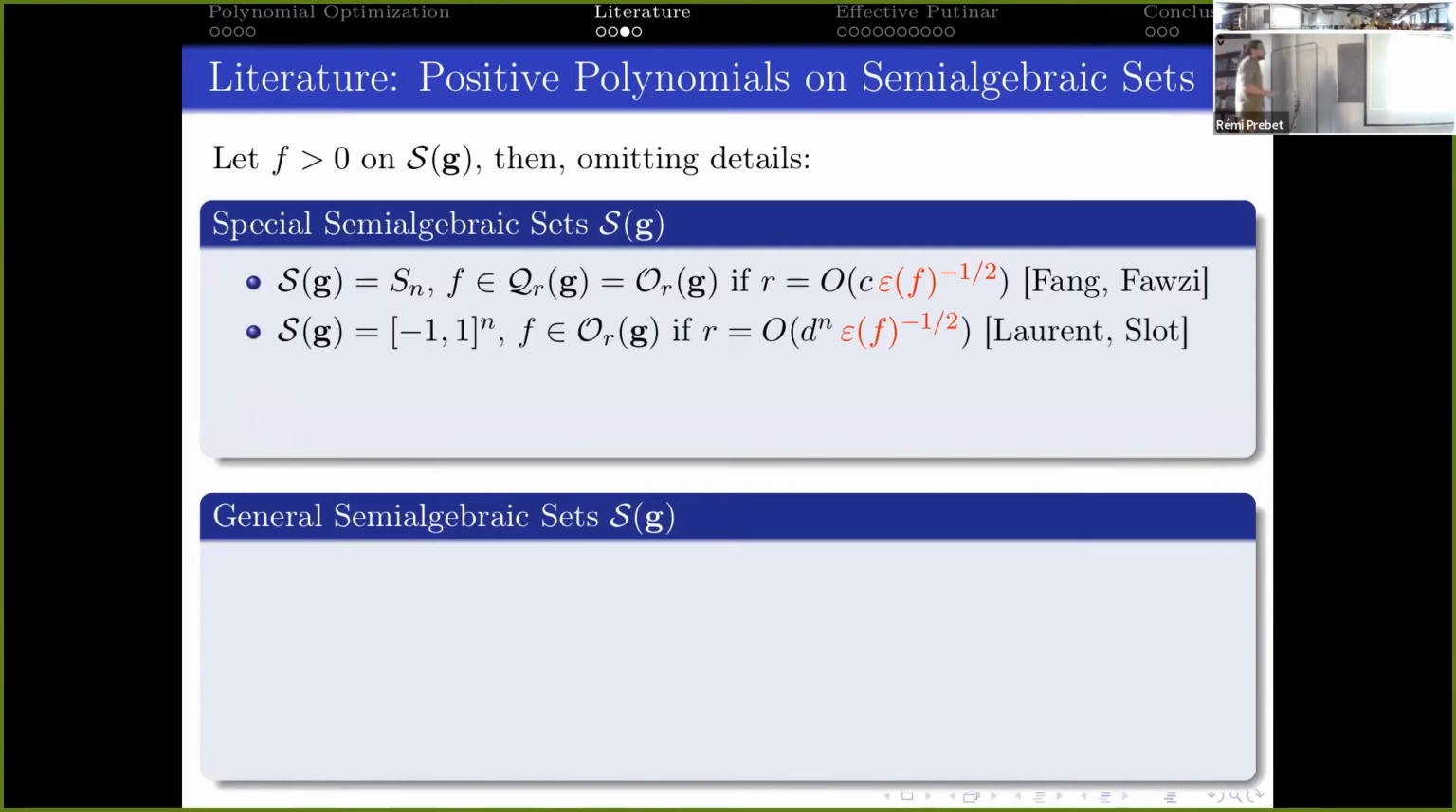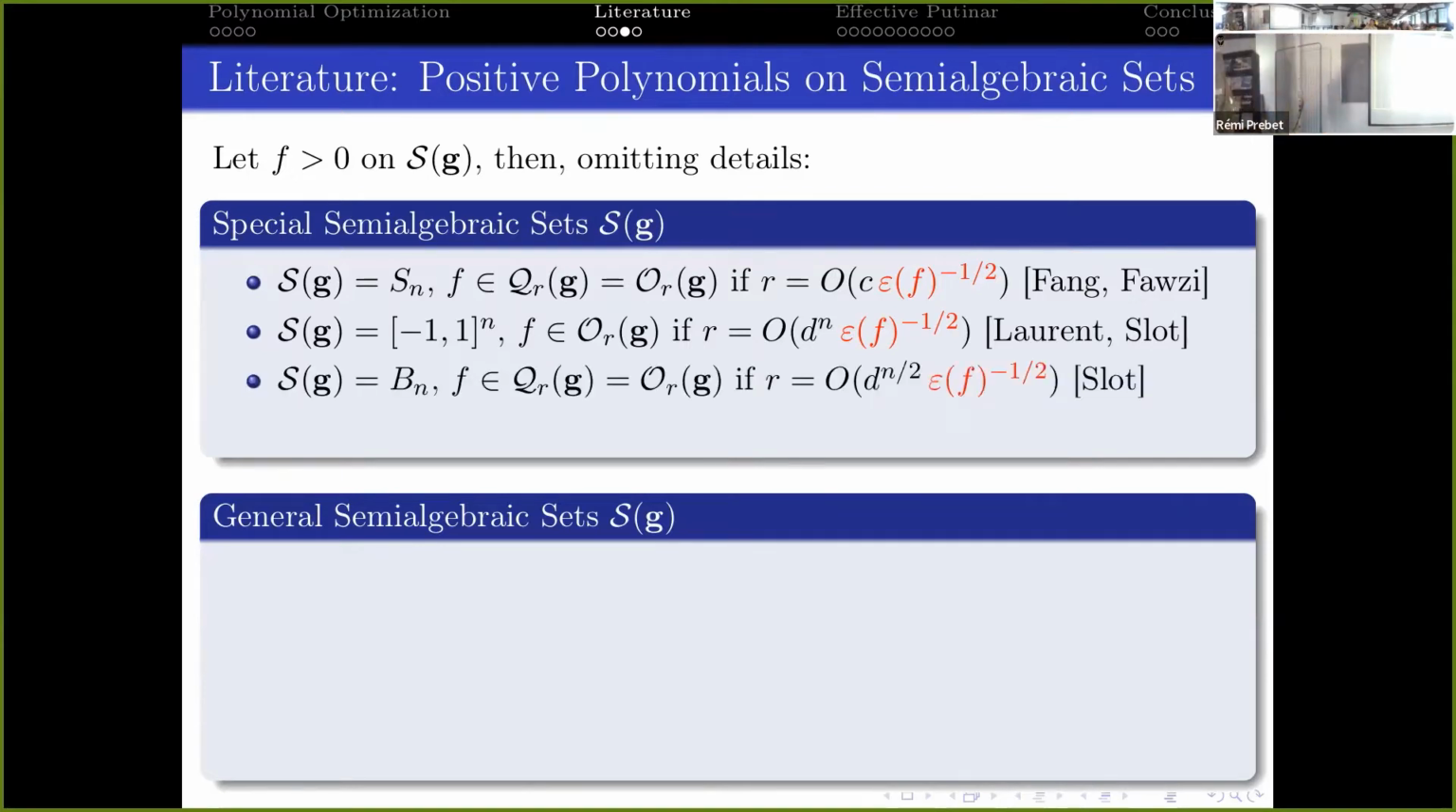And on the same line, using polynomial kernels, Monique and Lucas extended this technique to other symmetric sets. For instance, if you take minus 1, 1 to the n, then f belongs to the natural preordering defining minus 1, 1 to the n, and the dependence is again epsilon of f to the power minus 1 over 2.